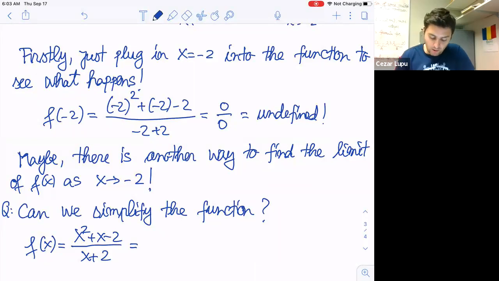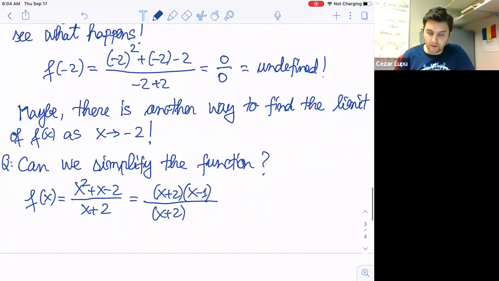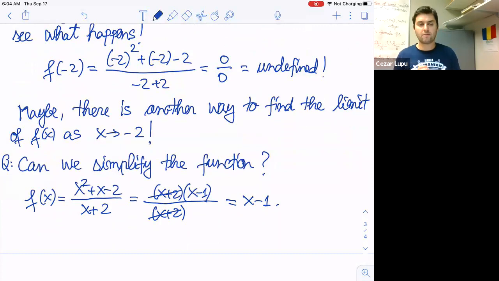Well, guess what? I can do it. I can write this as x plus 2 times x minus 1. Surprisingly, I can factor this. And these two will cancel, leaving nothing else than just x minus 1. So that rational function, which looked a little bit complicated at first, well, not that it's complicated, but it looks simpler, is this guy. Nothing else than just this guy.